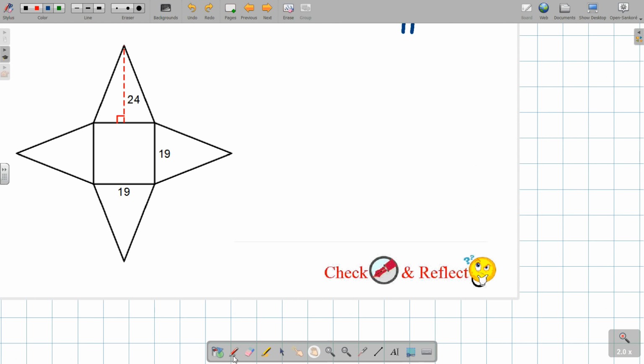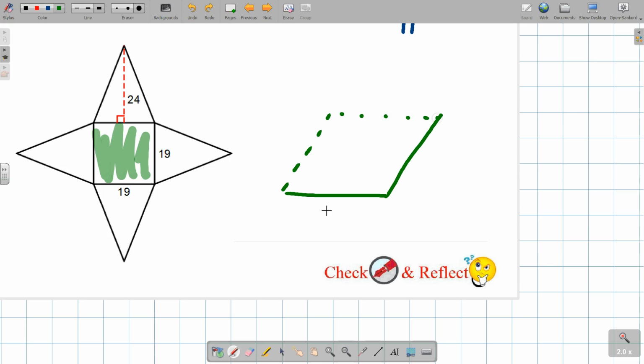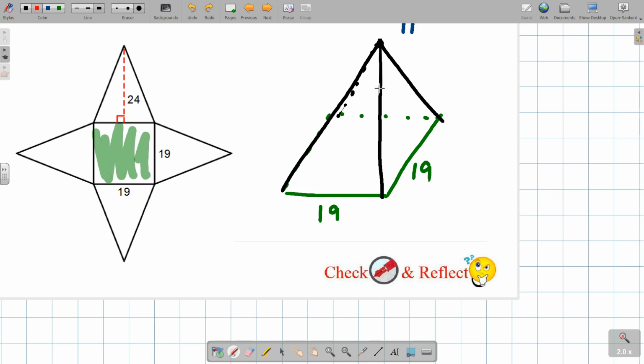Of course, this is a square-based pyramid. And that 24 is a slant height. And there you are, square-based pyramid. Hopefully you got close in your drawings.